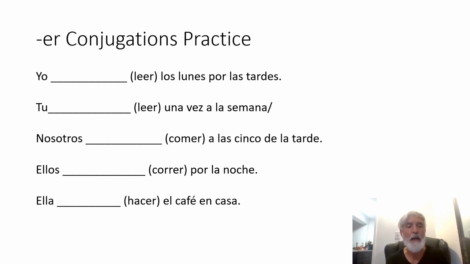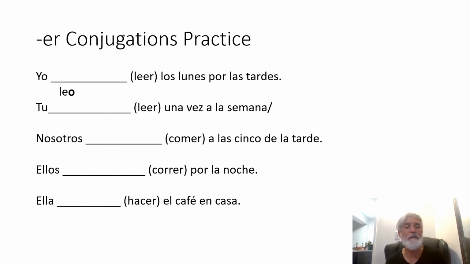So let's take a look. How do I conjugate leer with yo? I get the stem, it's le. What's the ending for yo? It's o. Yo leo. Yo leo. Los lunes por las tardes. When you have two vowels together, each vowel, when you have a verb, is a new syllable. And again, how do I pronounce this? Leo, I put the accentuation on the second to last syllable. So the last syllable is O, and the first syllable is the E. Okay, so leo, yo leo, I read.